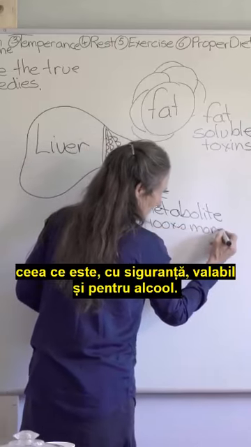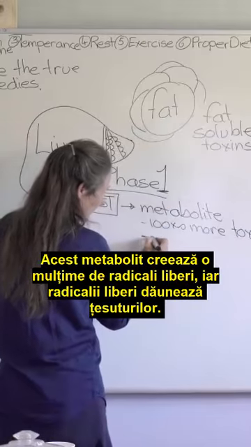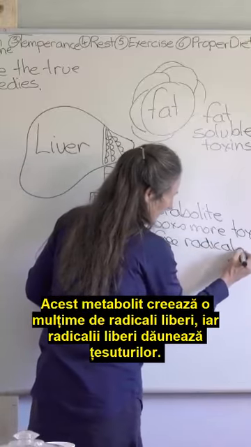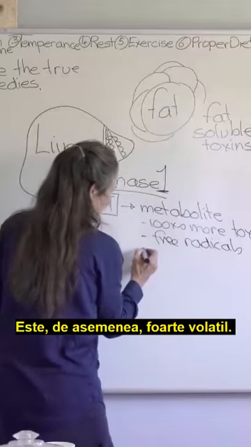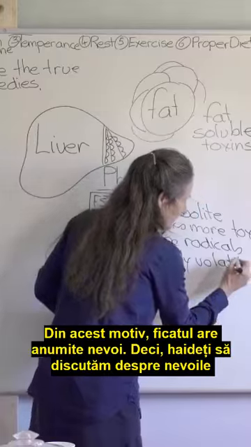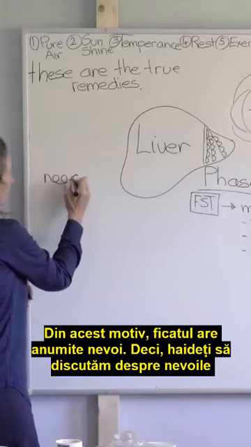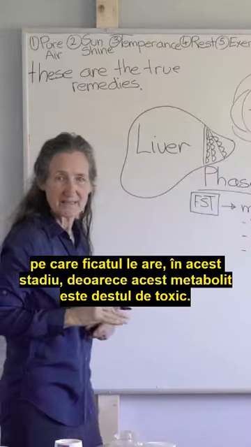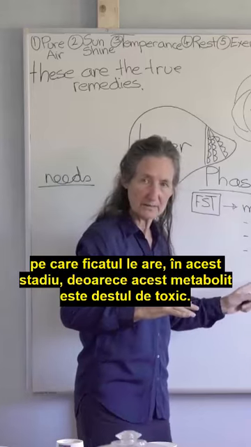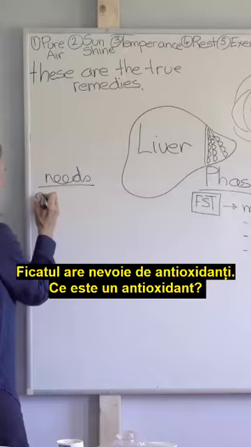That is definitely so with alcohol. This metabolite creates a lot of free radicals, and free radicals are damaging to the tissues. It's also highly volatile. Because of this, your liver has certain needs. So let's discuss the needs that your liver has at this stage, because this is quite toxic, this metabolite. So the liver needs antioxidants.